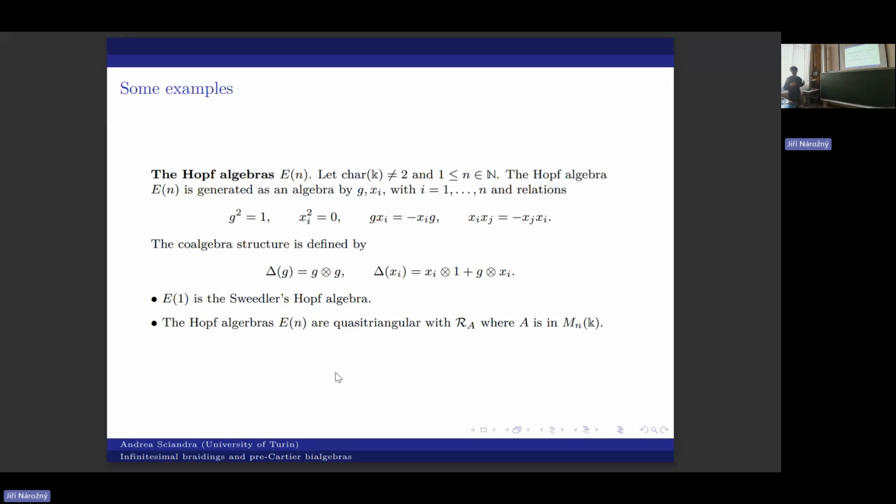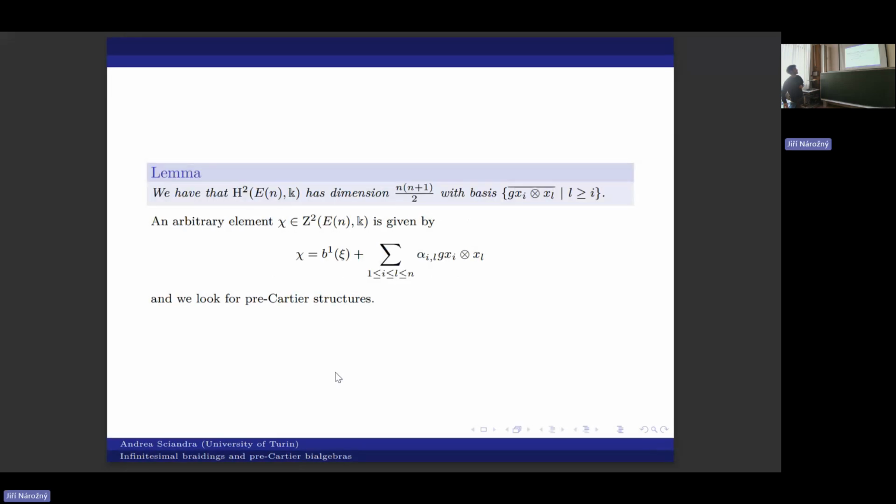For any n times n matrix, we have a quasi-triangular structure, and these are triangular if and only if your starting matrix is symmetric. And in fact, for the Zwiedler case, which is just E1, this is just one element, which is automatically symmetric, and in fact, all the quasi-triangular structures are triangular in the Zwiedler case. And now, to classify the infinitesimal R matrices is not so easy.